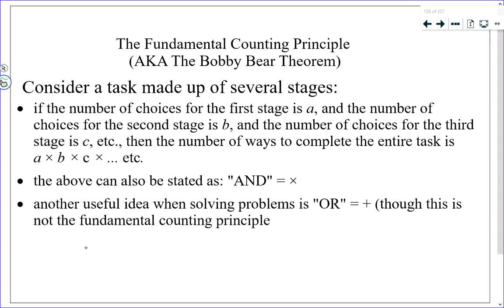One other idea used in solving these problems is the idea that "or" means plus. This is not the fundamental counting principle, it's just another idea. If, as I said in class, kind of jokingly, Bobby Bear has 3 shirts and 2 pairs of pants, and he's a little confused one morning, and he thinks he just has to wear a shirt or a pair of pants, then the number of outfits is 5. He can put on the blue shirt, the red shirt, or the green shirt, or he can put on the gold pants or the yellow pants. So "or" means add.